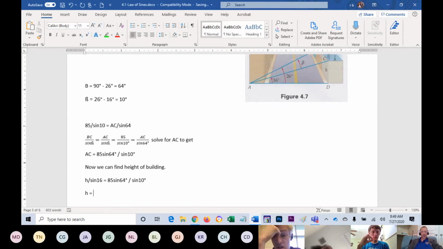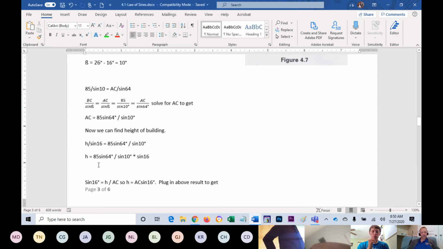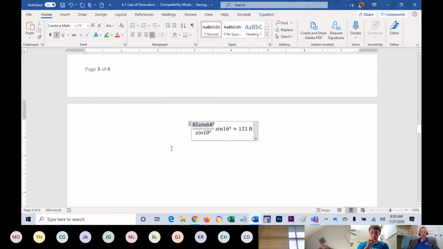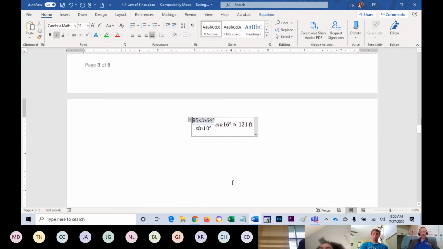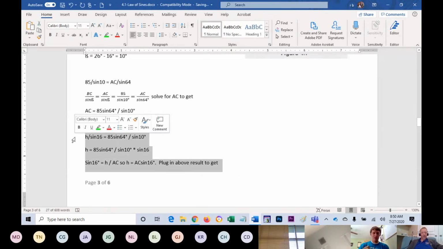Okay. So do we have H, to use the law of sines here, or could we just say, because it's the sine of 16, couldn't we just do the opposite over the hypotenuse, which we found, which was AC? Well, essentially that's what we're doing. Oh, okay. So H equals this times the sine of 16. And then we can plug that in to get whatever the answer is, which is 121 feet. Cool. Does that make sense? It will once I do the homework.